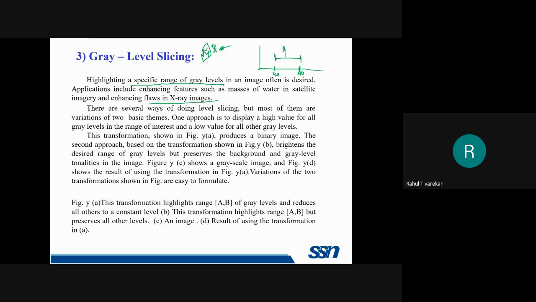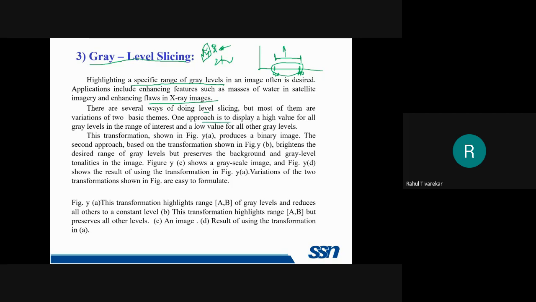So if you want to highlight all the veins of that person, what you will do is, you will highlight all the gray levels containing the part of that metallic fluid, or all the intensities which are lying in the range corresponding to the veins. You will highlight only those intensities, and the rest of the intensities you will keep untouched. So there are several ways by which you can do this. Most of them are variations of two basic themes.